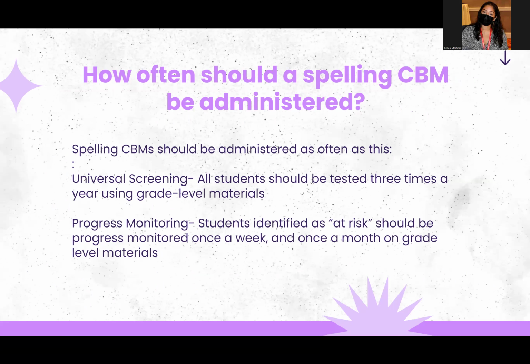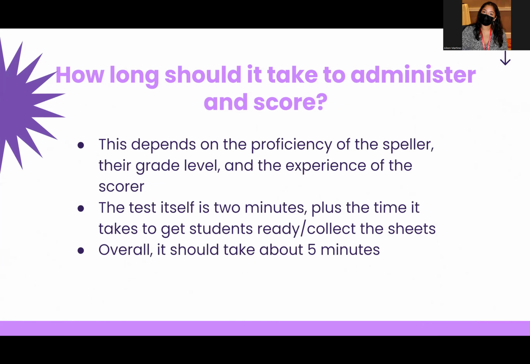But progress monitoring is specifically for students that are at risk. So, students that have already been flagged as not being on grade level when it comes to spelling. This progress monitoring would happen about once a week and once a month on grade level materials. The once a week would be on materials that may be a little bit easier for them to spell and understand, versus the ones that are on grade level, which would happen on a monthly basis.